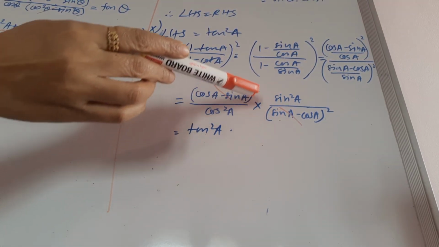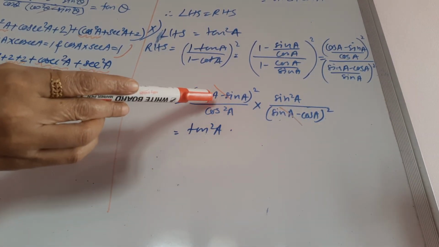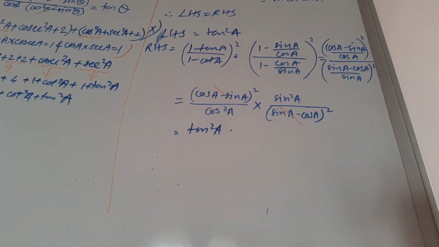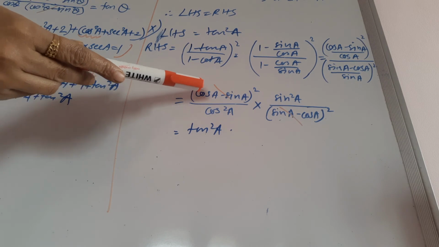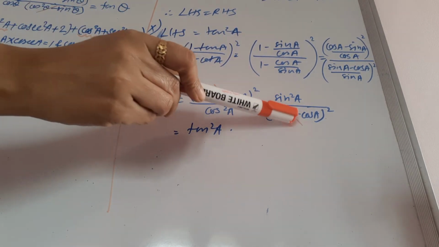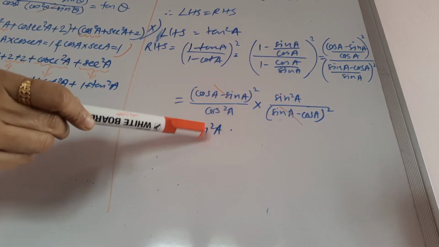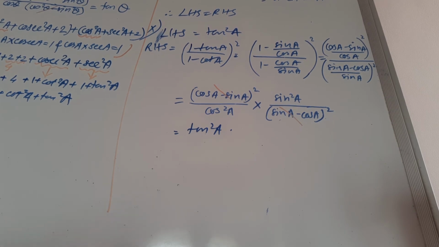Now we have multiplied by the reciprocal of the denominator, and we can see here cos A minus sin A whole square, here sin A minus cos A whole square. It means the square of whether it is the positive term or negative term, square we will always get same. For example, square of 2 and square of minus 2, both will be equal to 4. Okay, so we are going to cancel it because it is a square term. So sin square A divided by cos square A, it means tan square A we will get. Both the sides now we have shown that is equal to tan square A.